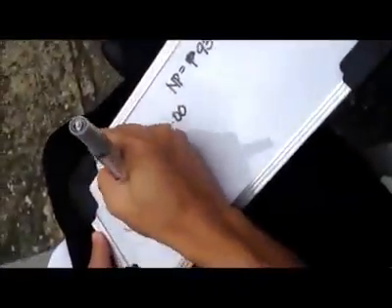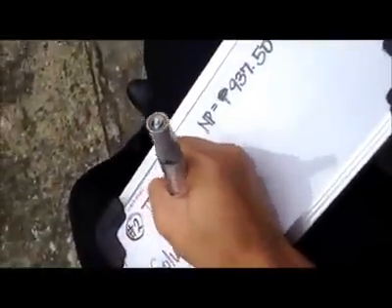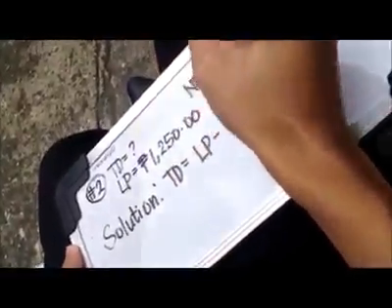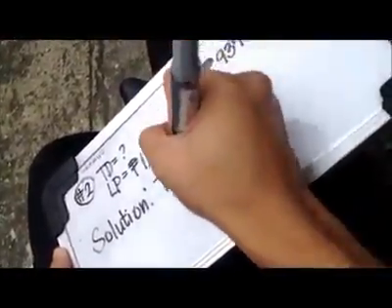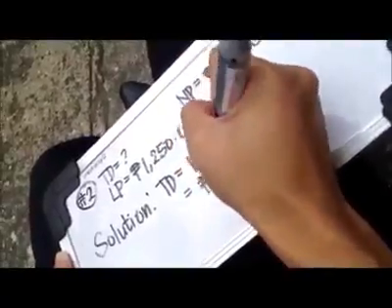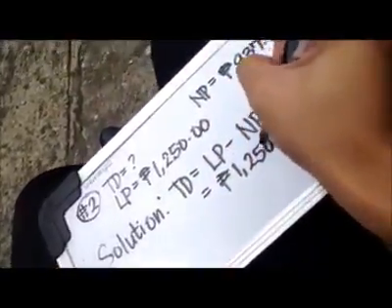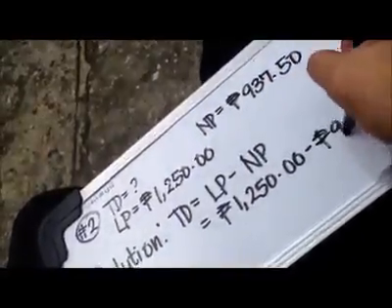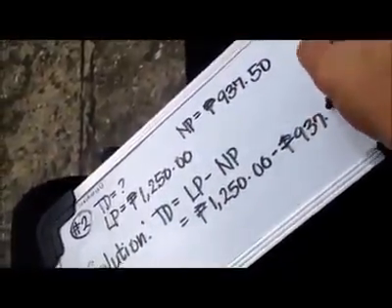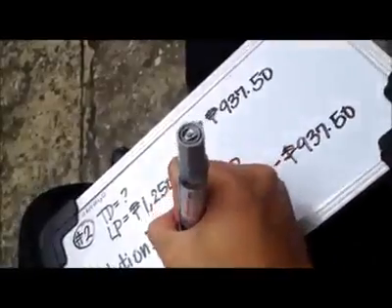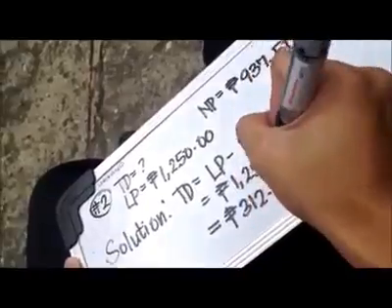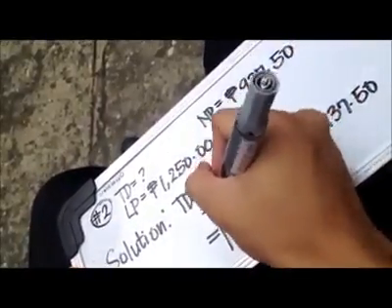Now that we have our given, we can now solve for the trade discount. Again, our list price is 1,250 and net price is 937.50. Trade discount is equivalent to the difference of the list price and the net price. List price minus net price, 1,250 minus 937.50, and we'll get a trade discount of 312.50.